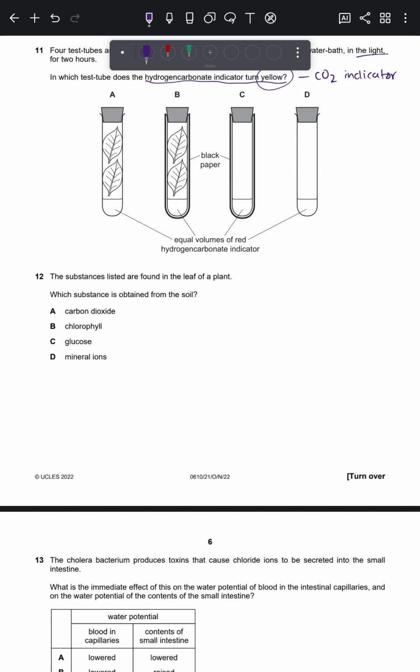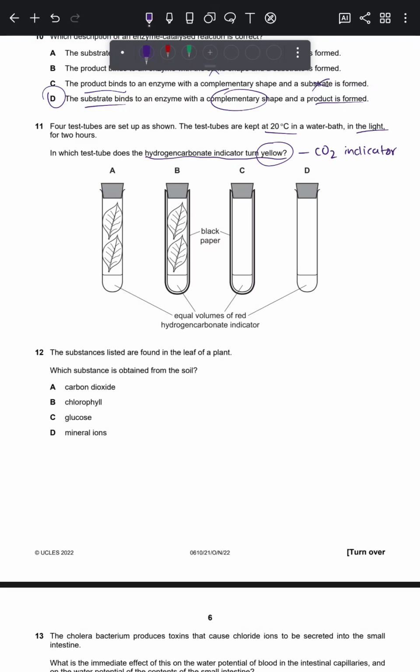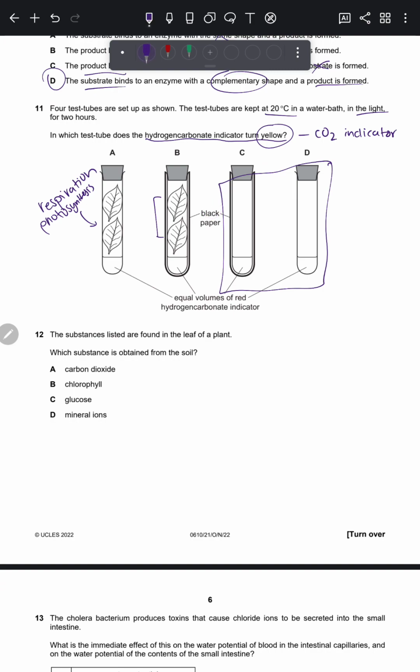Okay, so in these test tubes, this one has 2 leaves, this one has 2 leaves, and this one has no leaves and no leaves. So there would be no change in carbon dioxide here. But for where the leaves are, there will be respiration occurring and photosynthesis. Photosynthesis would be occurring in this one and not in this one, because the black paper would block out the light, so light wouldn't be able to get in, therefore no photosynthesis.